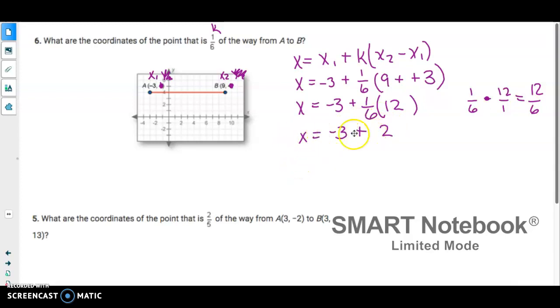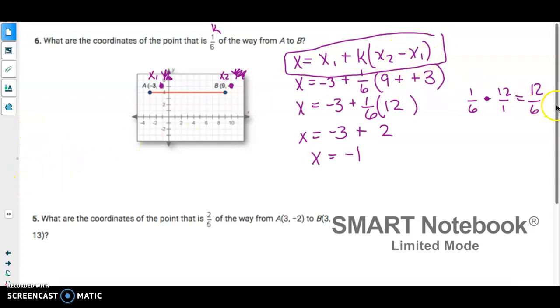And then when I combine negative 3 plus 2, I'm going to get x is equal to negative 1. So again, I showed you a visual. This is the formula, and this formula can be replaced with x or y. So in this case, our x's are what we had to use to work with. If the x's were the same, then we would replace all of these x's with y's. So it would say y is equal to y1 plus k, y2 minus y1.